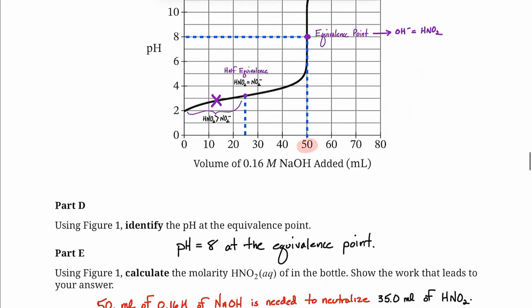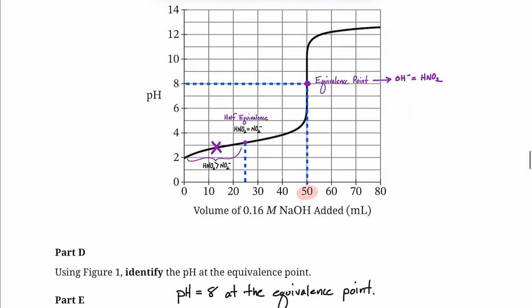Using figure 1, which is the titration curve, identify the pH at the equivalence point. Boy, that's just reading the graph, guys. That's low-hanging fruit. You need to know that the middle of the asymptote is your equivalence point. That is where the hydroxides that we've added have equaled the amount of weak acid. And so all we did is just read the pH at equivalence.